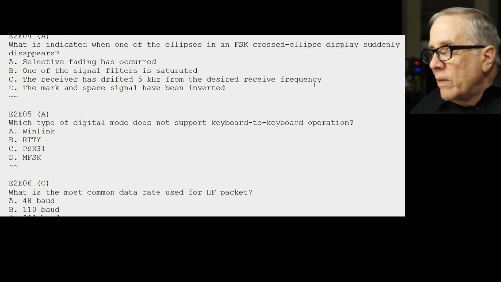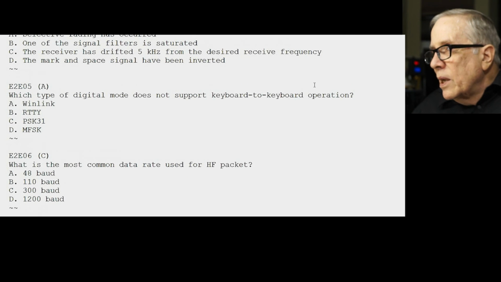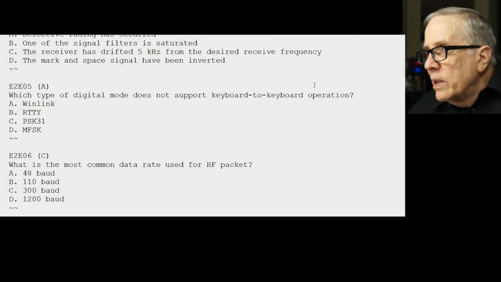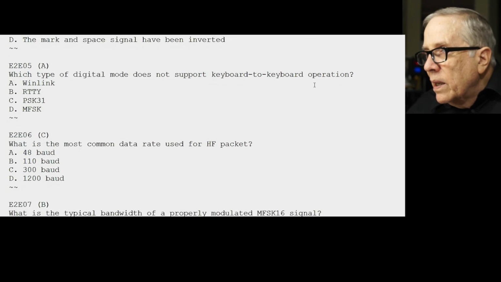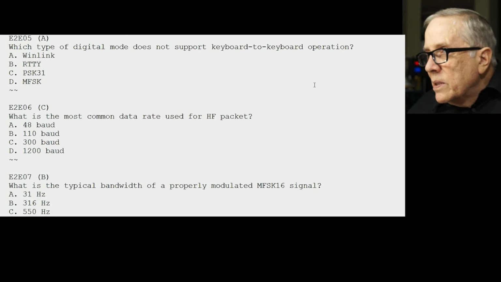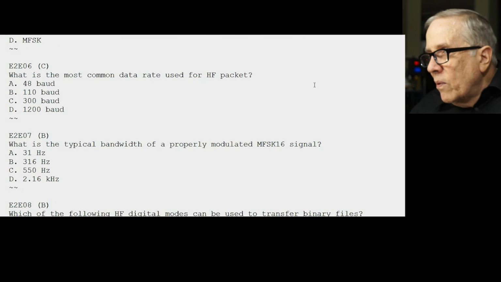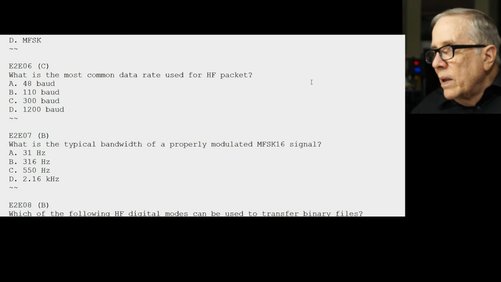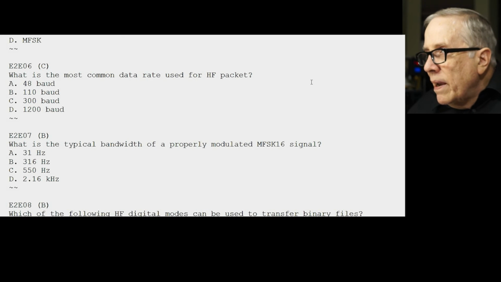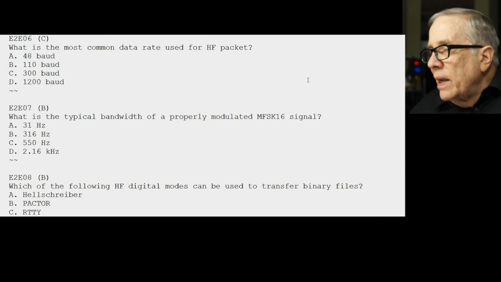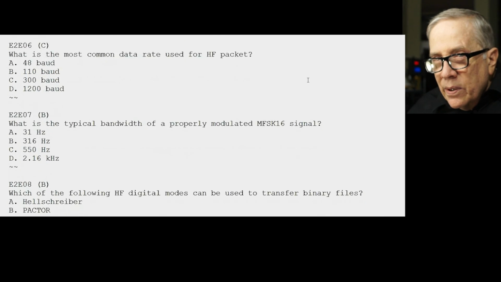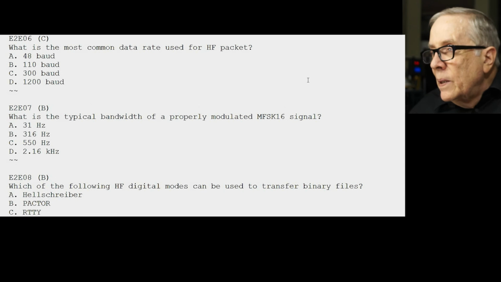E2E05, which type of digital mode does not support keyboard-to-keyboard operation? And the answer is WinLink. E2E06, what is the most common data rate for HF packet? The answer is 300 baud. E2E07, what is the typical bandwidth of a properly modulated MFSK16 signal? And the answer is just 316 hertz.